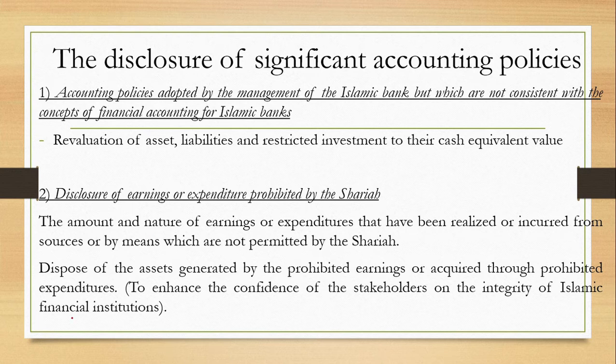And also dispose of the asset generated by the prohibited earning or acquired through prohibited expenditure. So any asset generated by the prohibited earning will be disposed of, right? To show that, to enhance the confidence of stakeholders on the integrity of Islamic financial institution.